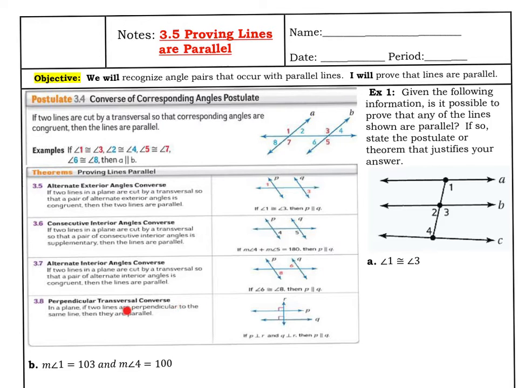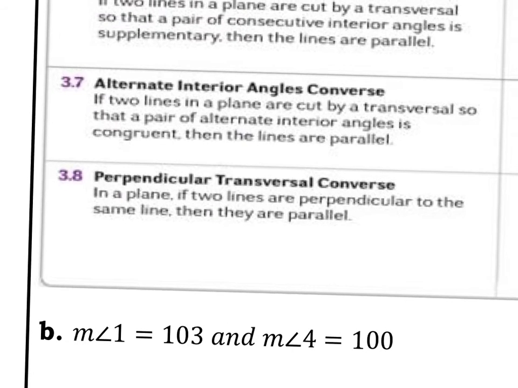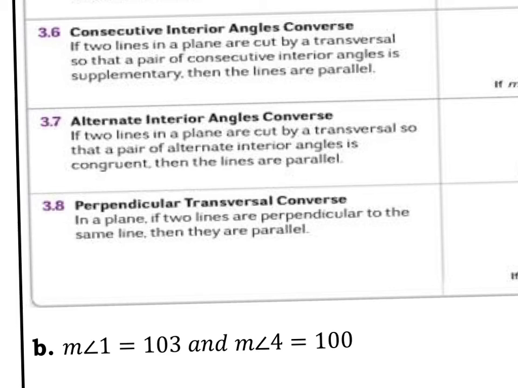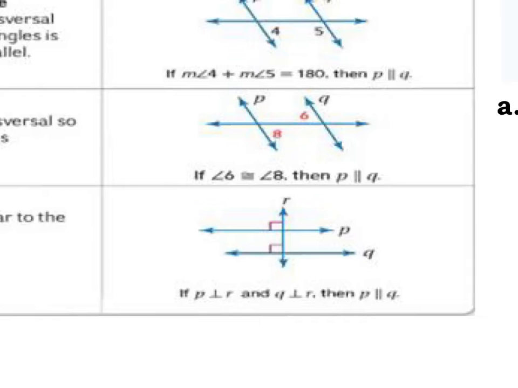And then this one should feel a little new. It's the perpendicular transversal converse. In a plane, if two lines are perpendicular to the same line, then they are parallel. Meaning, if you have a perpendicular line going through two lines, by definition, a perpendicular line will form a right angle. So if it forms a right angle with both of them, then those lines are parallel. If one of these angles was a right angle, like 90 degrees, and the other one wasn't, then those lines aren't parallel. So it kind of makes sense given all these other ones.